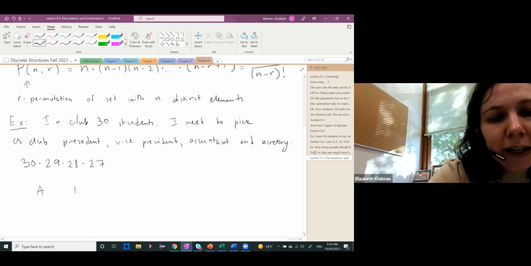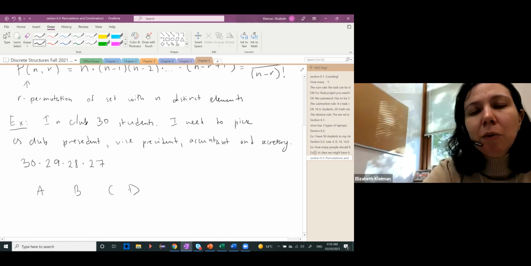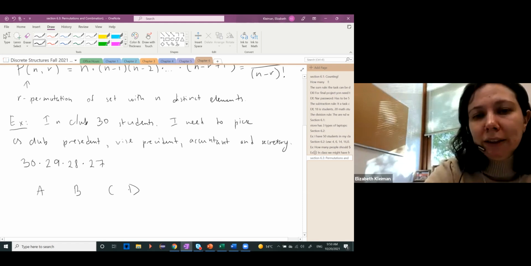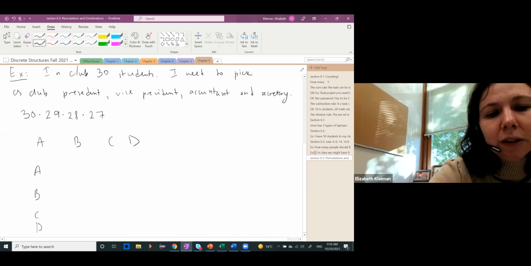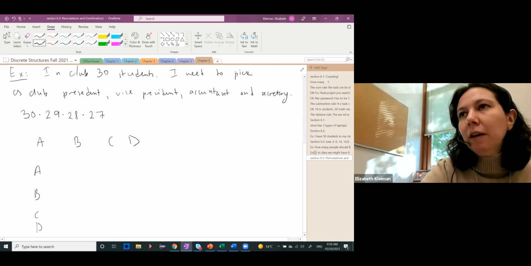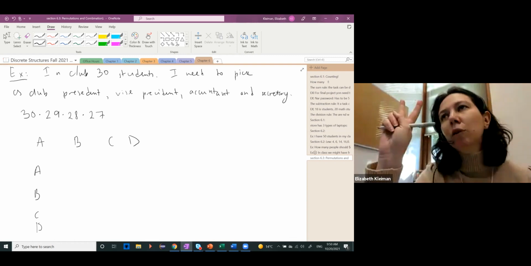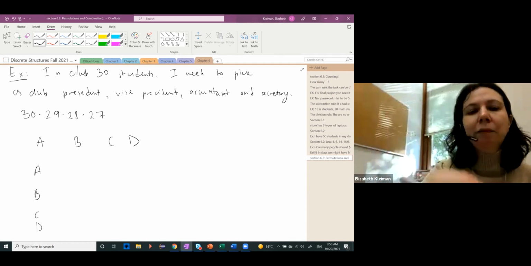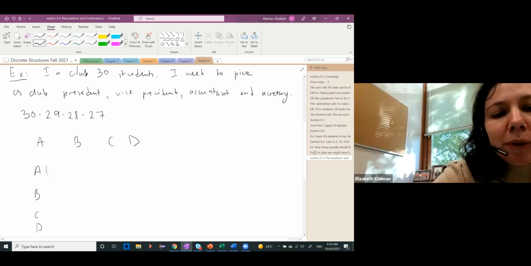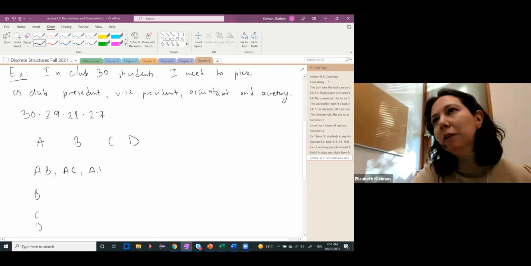If I'm going to have, for example, A, B, C, and D, and I want to pick president, the president can be either A or B or C or D, correct? If I pick A, and I'm only going to pick 2, and I'm going to now pick secretary, yes, president and secretary, I can have a combination AB or AC or AD. Do you agree?